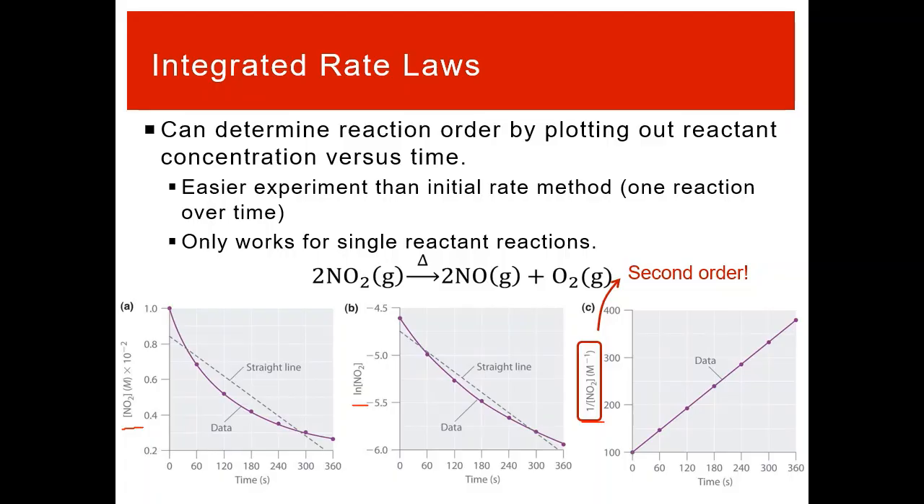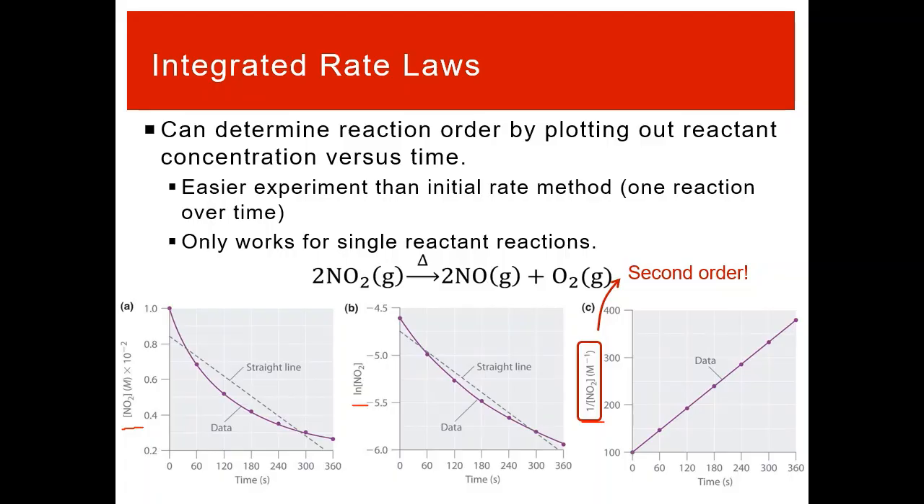If you take 1 over the concentration of reactants and you plot it versus time, and that gives you a straight line, that tells you it's second order. So we can always use this as an experimental method. This works really well and is a lot easier than working with rate laws or the initial rate method, right? That was a really long process. And sometimes you have to use the initial rate method, especially when you don't have single reactant reactions.